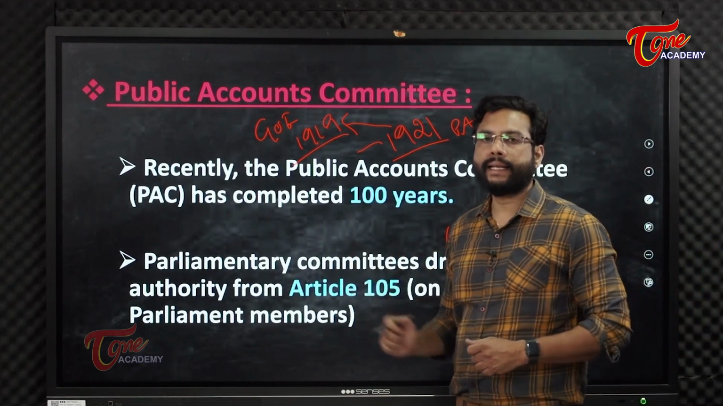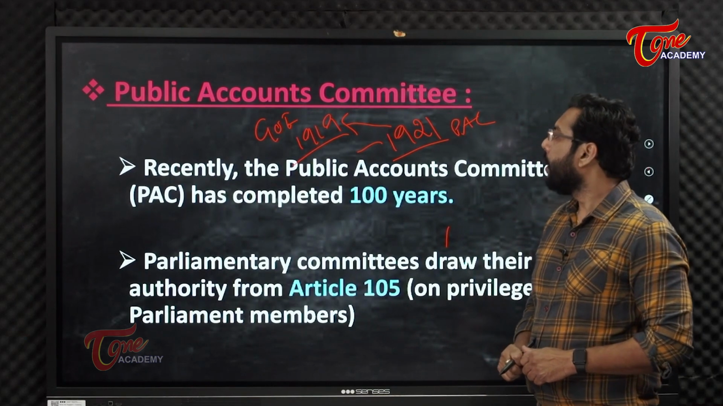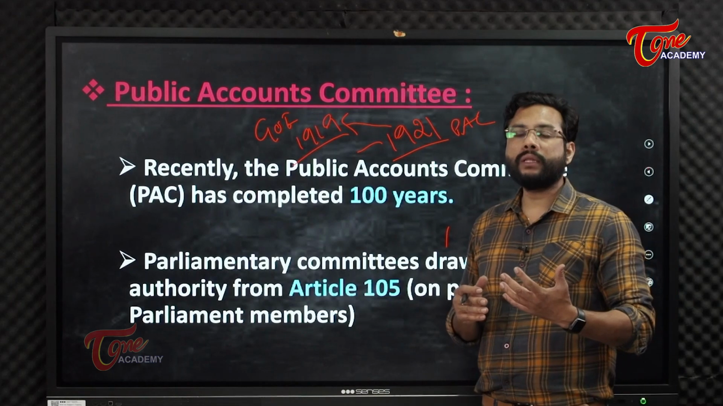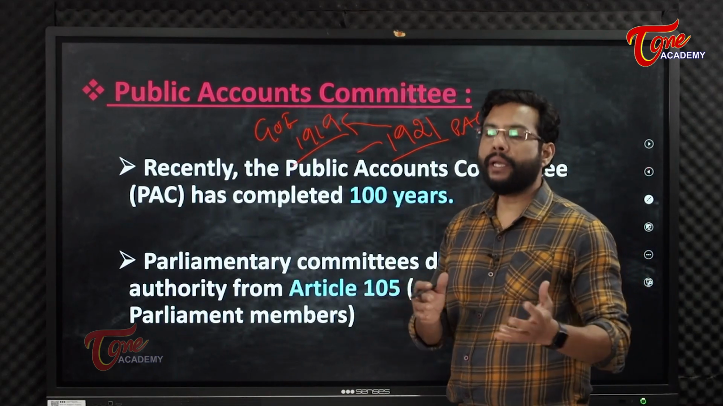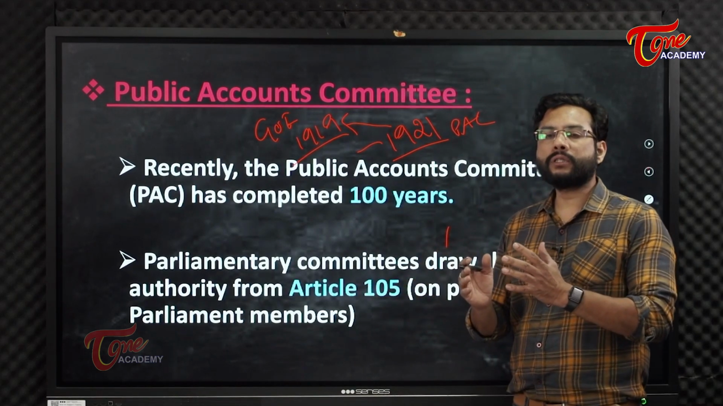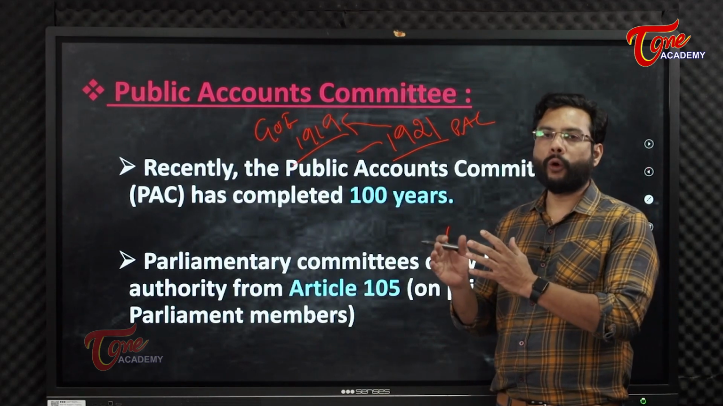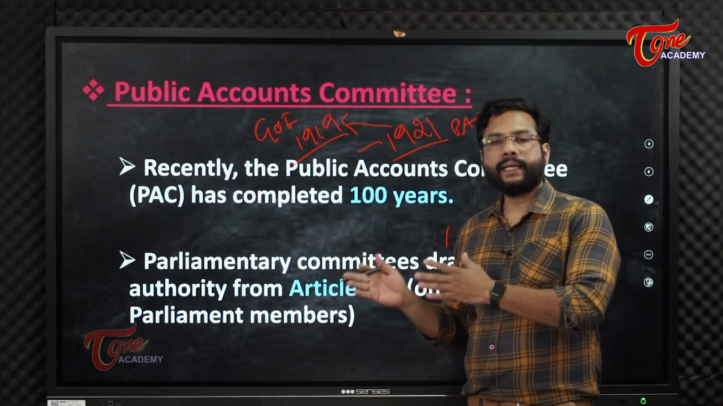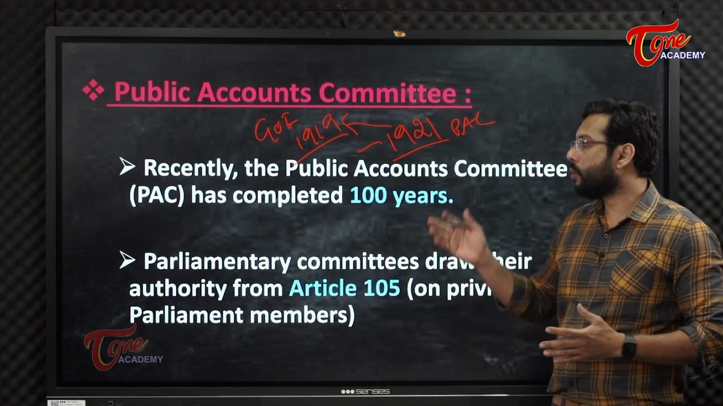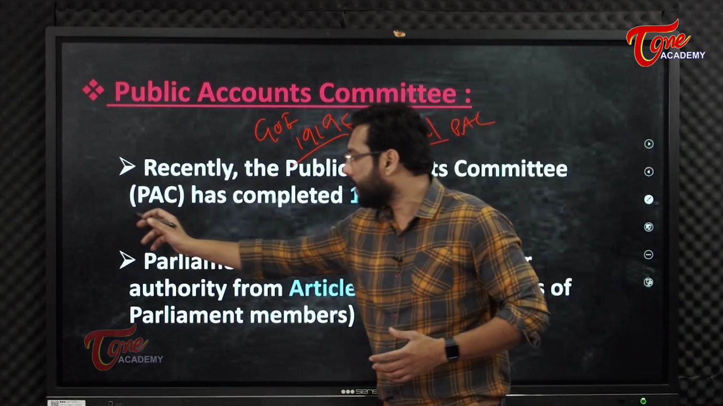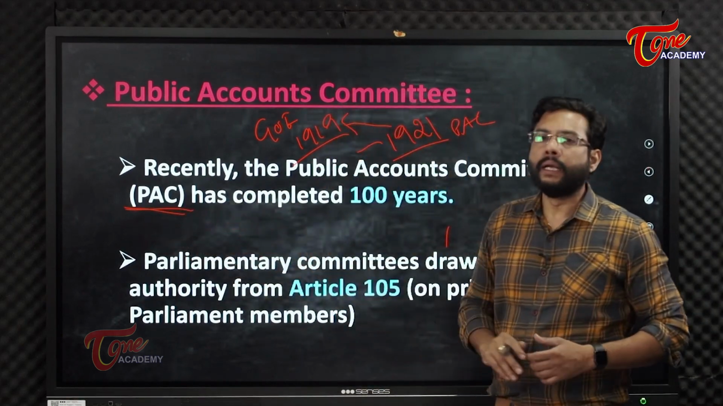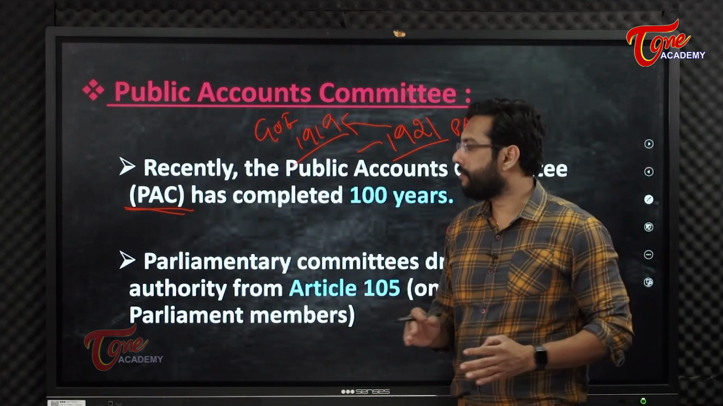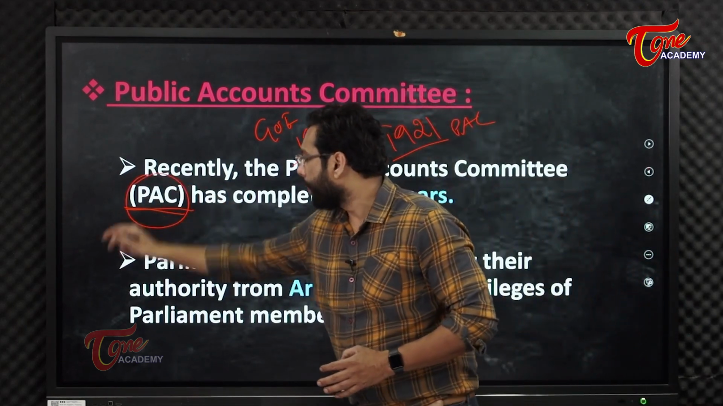It's an important standing committee, the Public Accounts Committee, which generally works on the reports of CAG. So there may be a question: which committee works on the reports of the Comptroller and Auditor General? Public Accounts Committee, Committee on Public Undertakings, Estimates Committee, or none of the above. So we have to remember that PAC is the answer, Public Accounts Committee. So CAG will become a friend, guide and philosopher for the Public Accounts Committee.